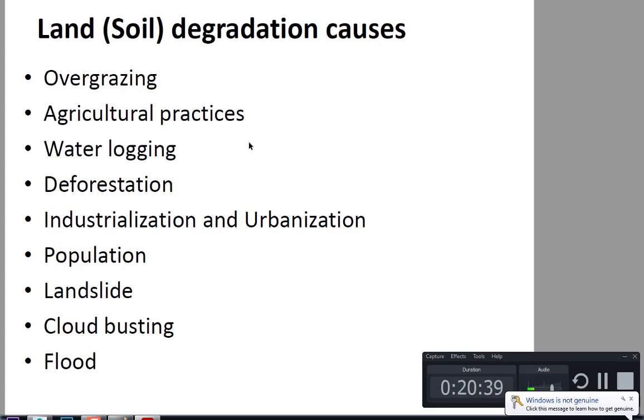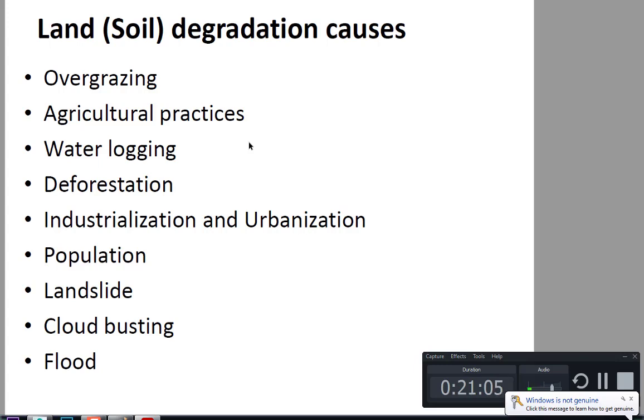Sometimes we use insecticides and pesticides, and these chemicals generally remove or destroy the topmost layer of soil microbes. So these practices are also responsible for soil degradation. That's why we are focusing on organic farming, because organic farming is the most responsible and good practice for the quality of food.